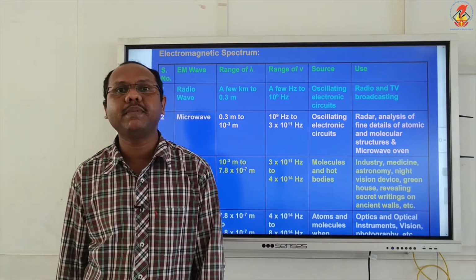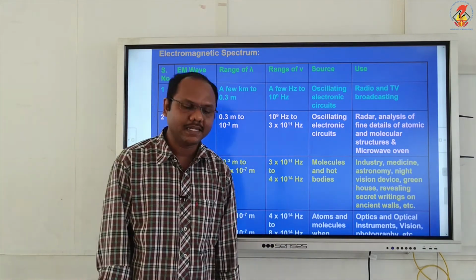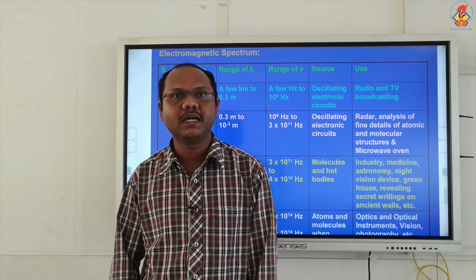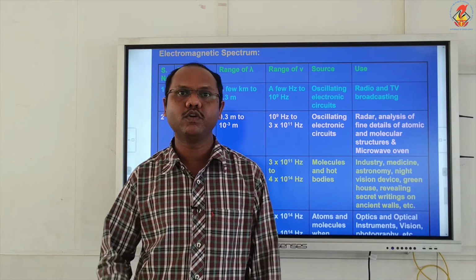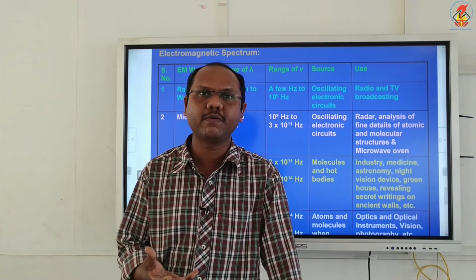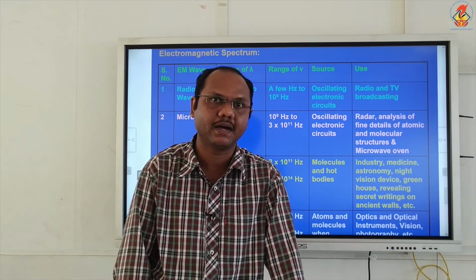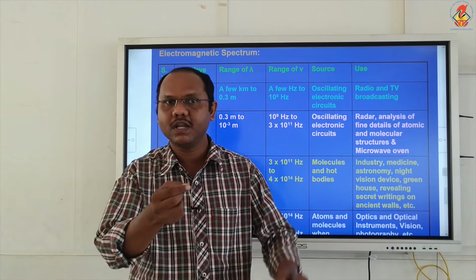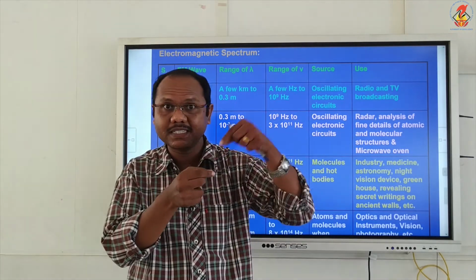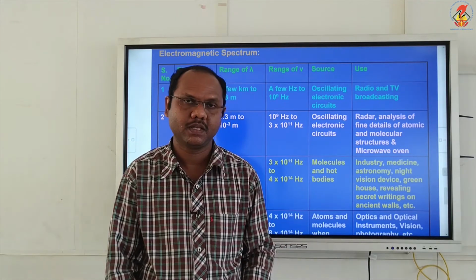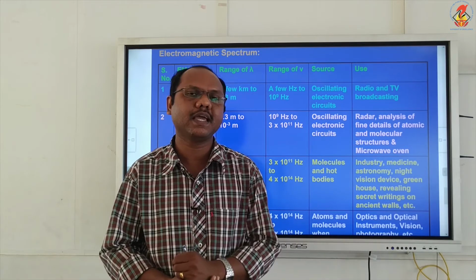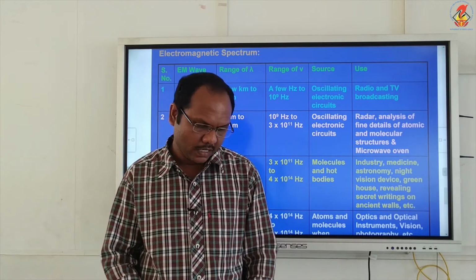Then how can that be detected? They can be detected with the help of a receiving antenna. To receive FM radio, in all our cars we have a metal rod which is called an antenna. In our mobile phone, our headphone jack will act as the antenna. So, by a receiving antenna we can receive the radio waves.